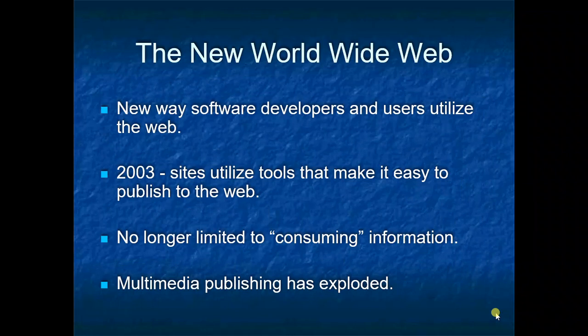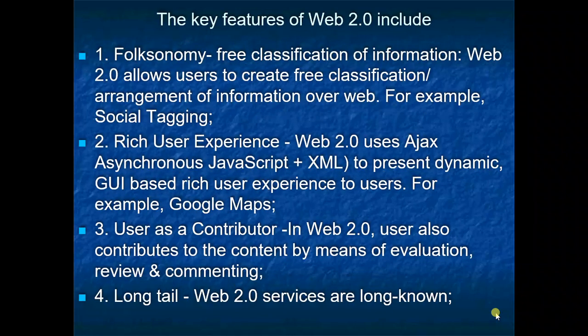So in 2003, the sites utilize tools that make it easy to publish on the web. So basically, it's not limited to only giving information, but it is more about collaborating and also multimedia publishing. The key features we discussed yesterday: folksonomies, meaning people can give their own classification to the information. Users are free to create the classification arrangement over the web. For example, what we discussed yesterday, social tagging.